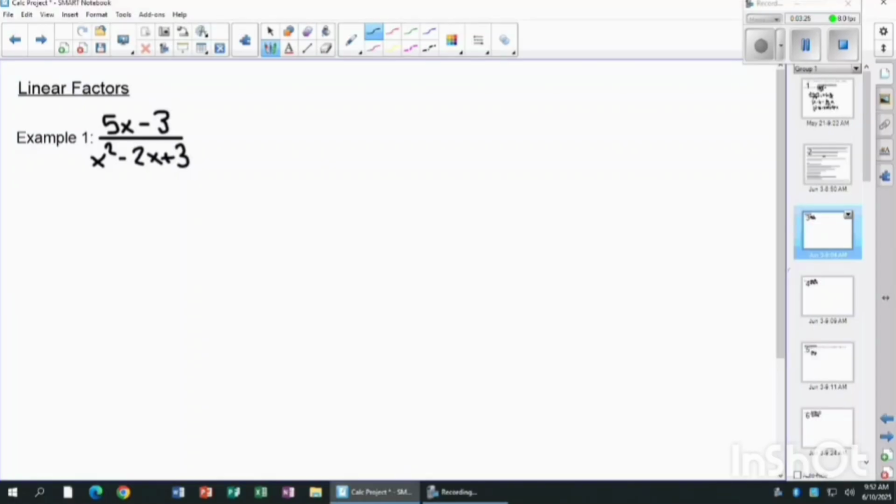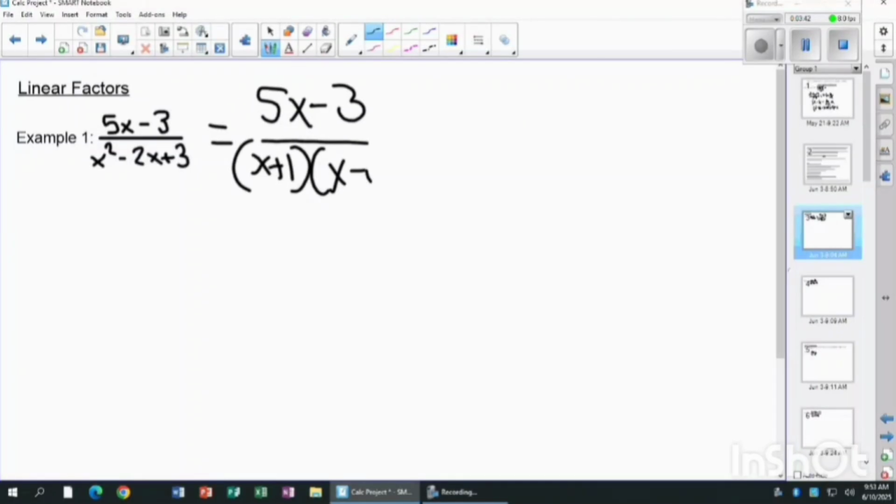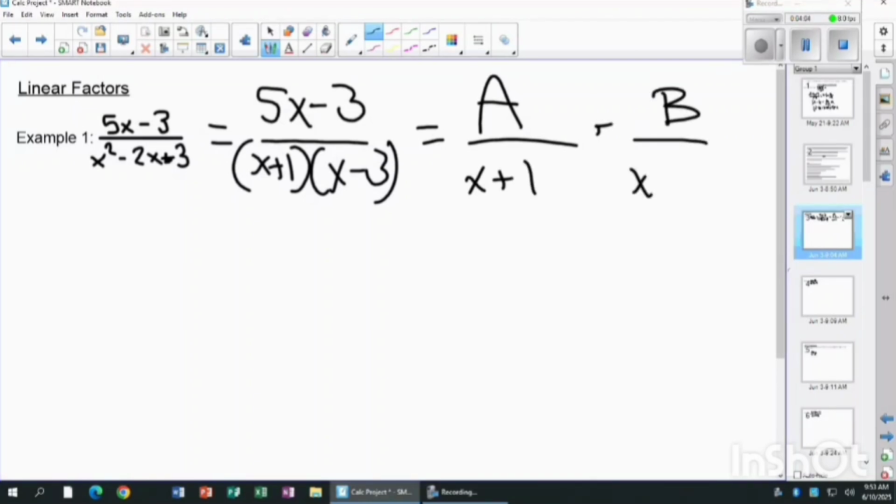So first, we would factor the denominator to have 5x minus 3 over (x plus 1)(x minus 3). This should be a minus. Okay, minus 2x minus 3, not plus 3. Okay, so now we assign the variables. So we do A over x plus 1 plus B over x minus 3.